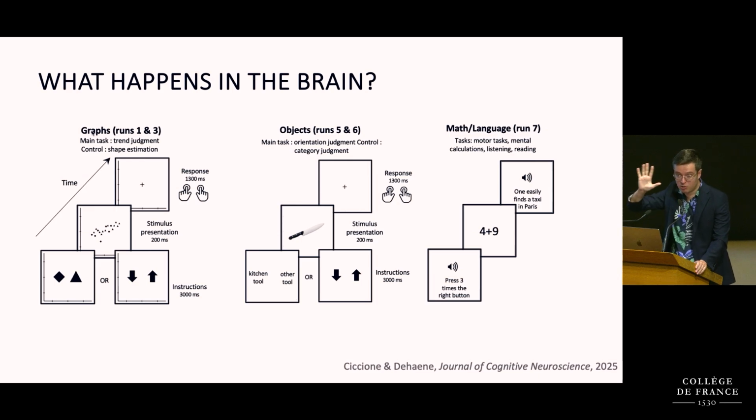So it's the same stimuli all the time, varying, of course, for the low-level features, but sometimes it's a non-graph task, and sometimes it's a graph-based task. Also some objects, whether it's a kitchen tool or not, whether it goes up or down, and some classic panel localizer, as we call it, math language localizer.